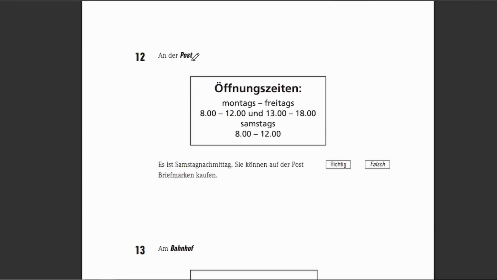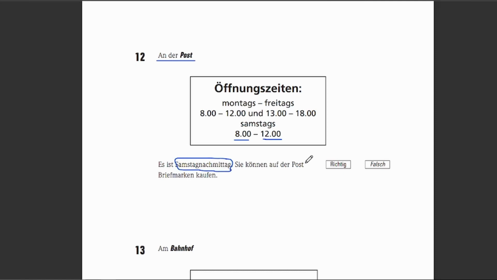Okay, and the post. So in the post office, there is a notice, Öffnungszeiten. When it is open: Monday to Friday, montags bis freitags, 8 Uhr bis 12 Uhr, 13 Uhr bis 18 Uhr. Samstags, on Saturdays, only from 8 o'clock to 12 o'clock noon. Okay. Es ist samstags Nachmittag. Sie können auf der Post Briefmarken kaufen. Auf der Post means in the post office. Samstags nachmittags means Saturday afternoon.